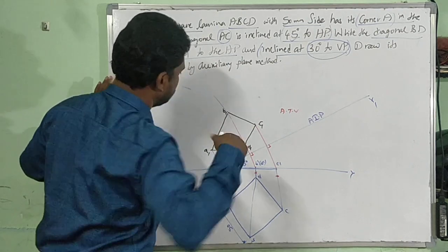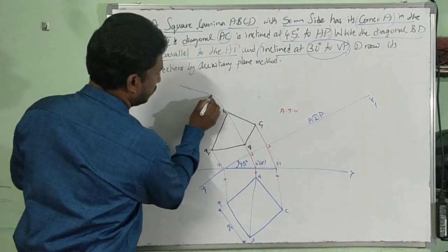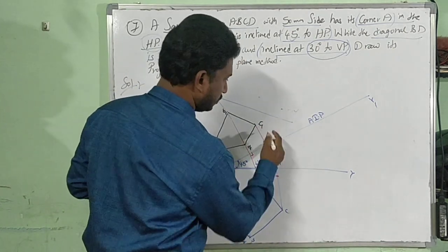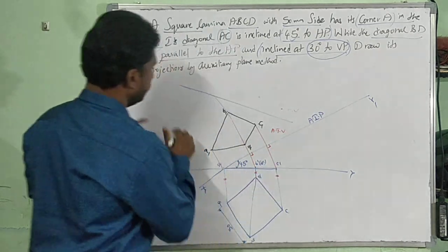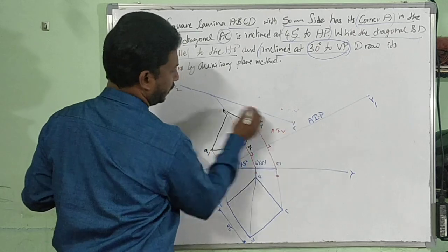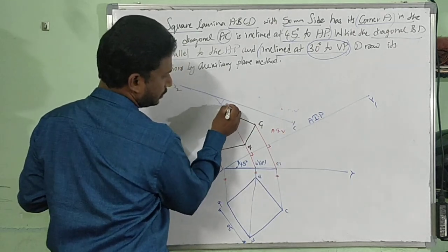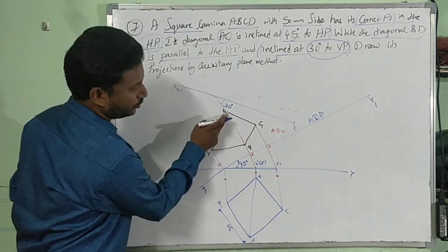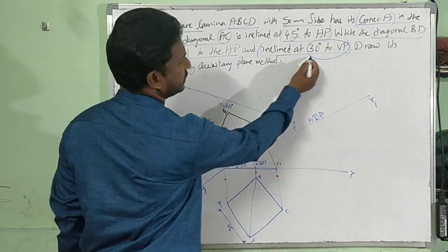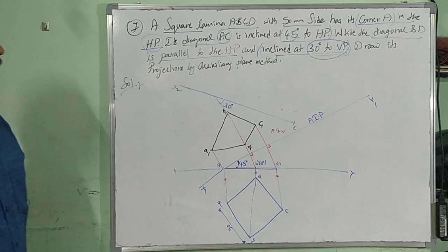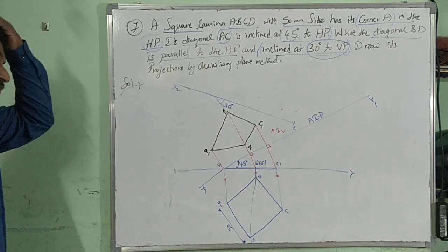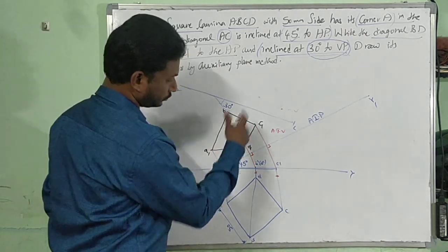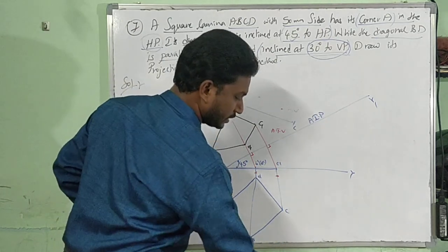It will be approximately like this. This is the auxiliary top view. This is now X2, Y2, here it is 30 degrees. This 30 degrees should be inclined to the BD diagonal. Why? Because here it is clearly mentioned that another diagonal BD is parallel to HP and inclined at 30 degrees to VP. For this, you are supposed to draw projectors, 90 degrees projectors.